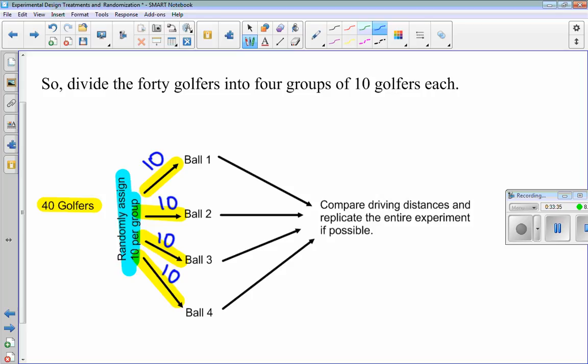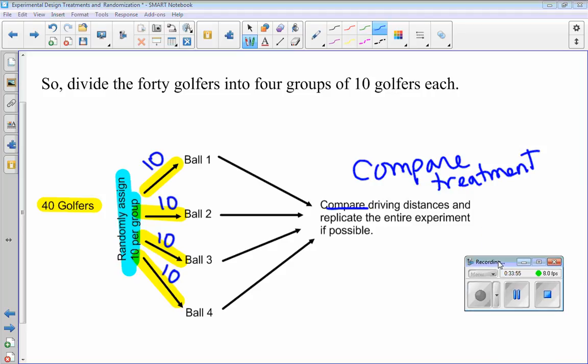Now, at the end, in your picture, in your diagram, you always want to compare the treatment groups. In this case, it would be the driving distances and the balls. So that is something you always want to do at the end. Okay?